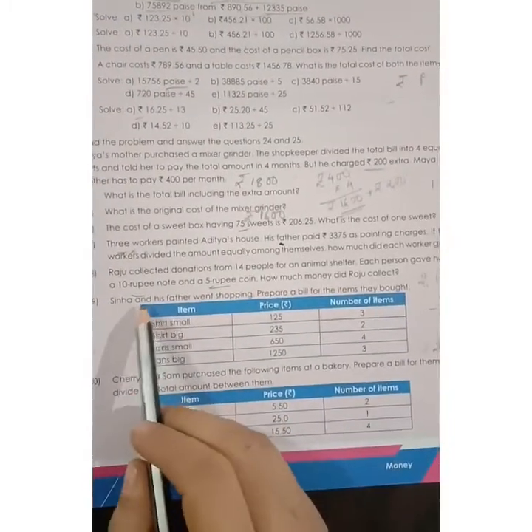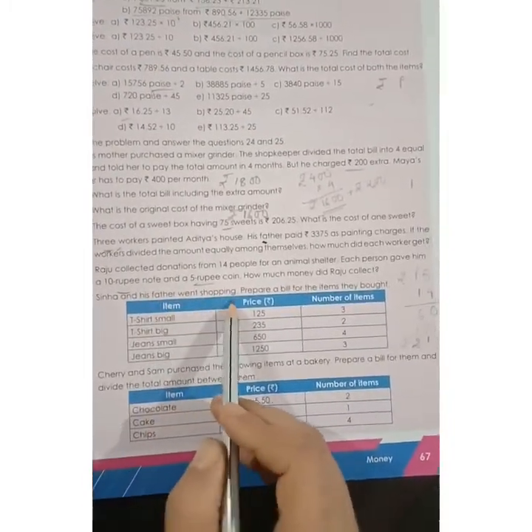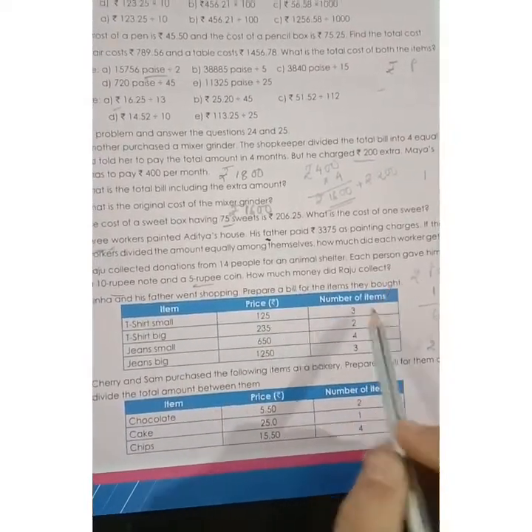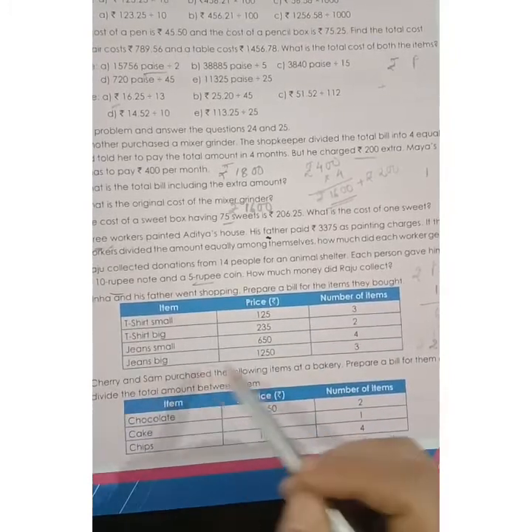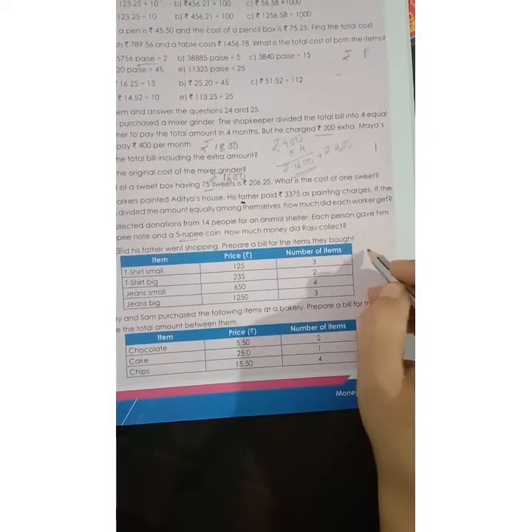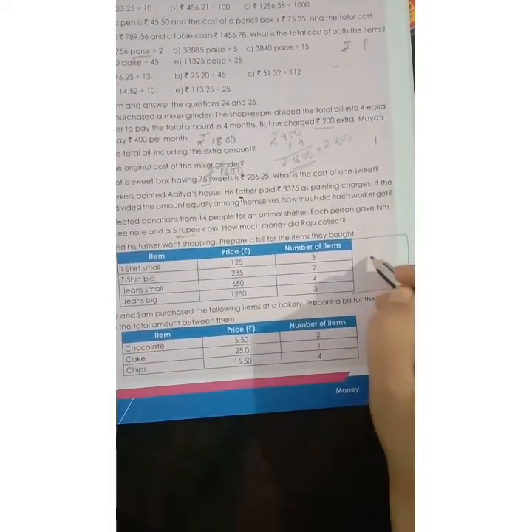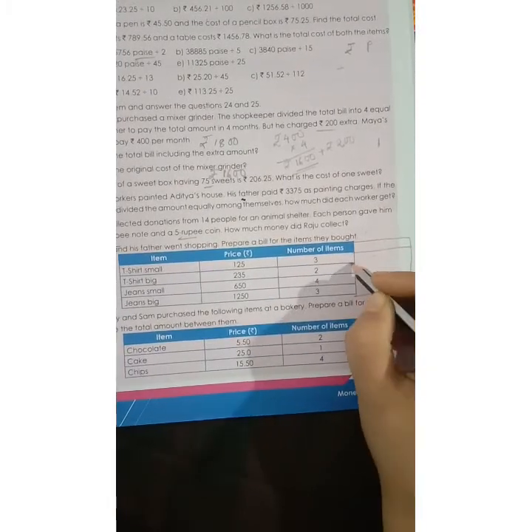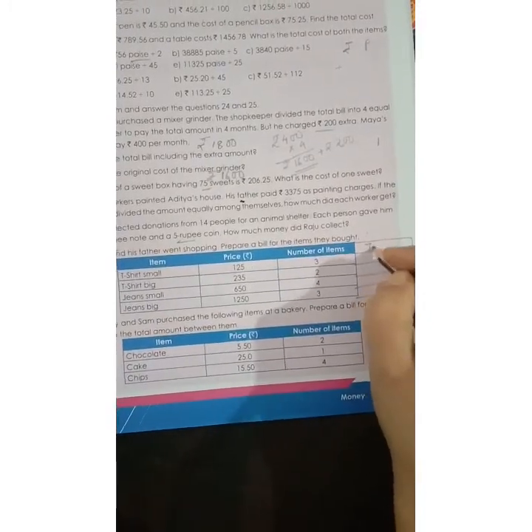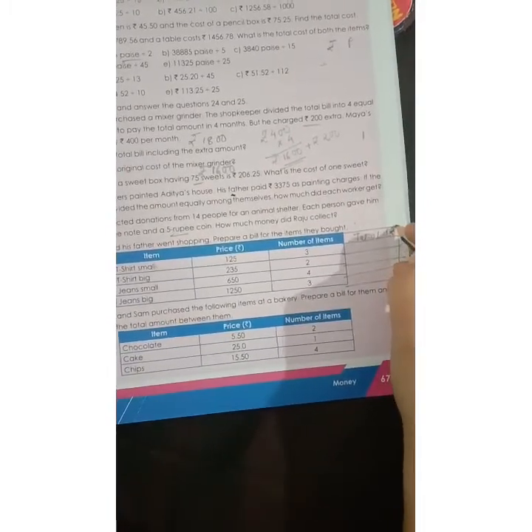The next question. Sinha and his father went shopping. Prepare a bill for the items they bought. So we have to make a bill. So children, in your copy, you make this table. Okay. And make another column. You make another column like that. And then you write total. And you have to write in rupees.